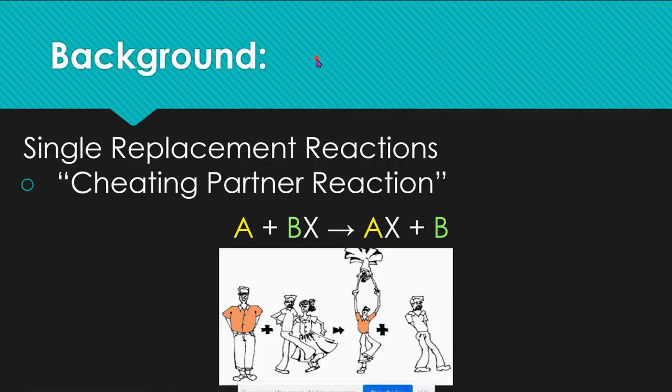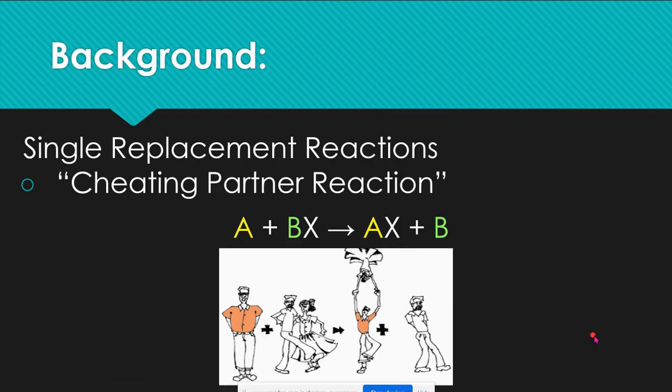So sometimes we jokingly call the single replacement reaction the cheating partner reaction, okay? And if you take a look at the graphic on the slide here, it appears that this guy in the orange shirt, he's all by himself and he's over here watching this couple dance. And then all of a sudden, before you know it, this guy in the orange shirt is the one now dancing with the lady, and then the other guy was displaced.